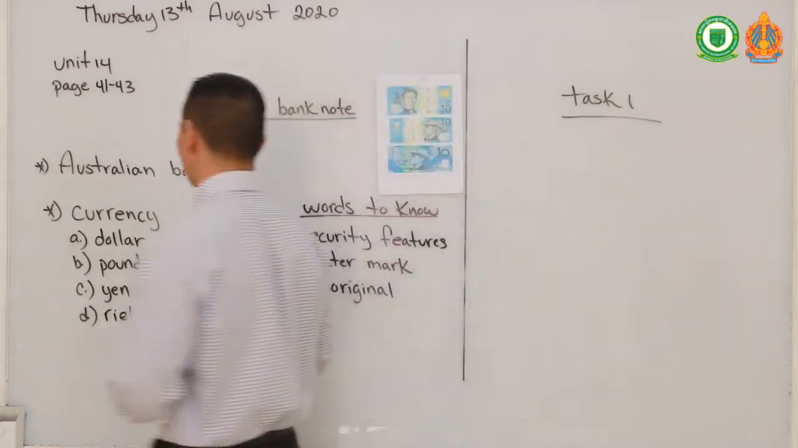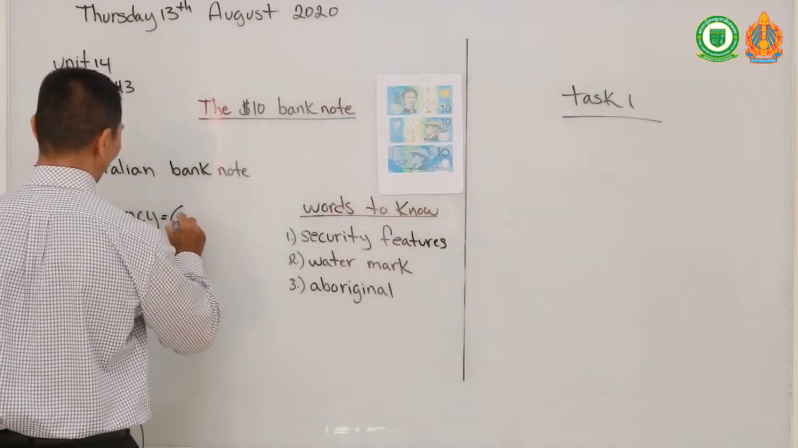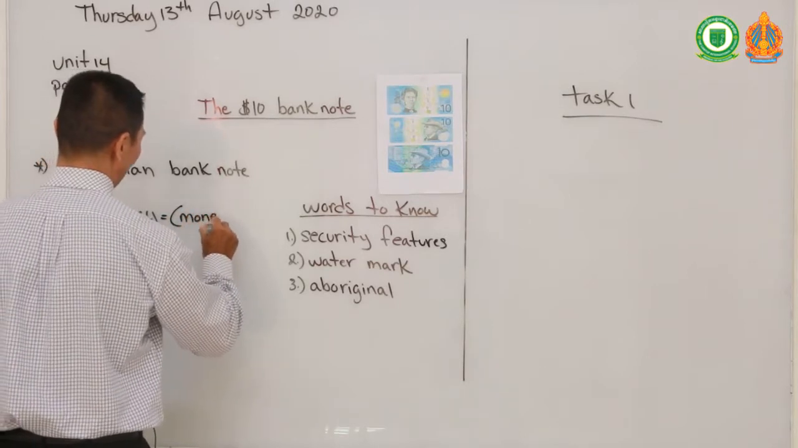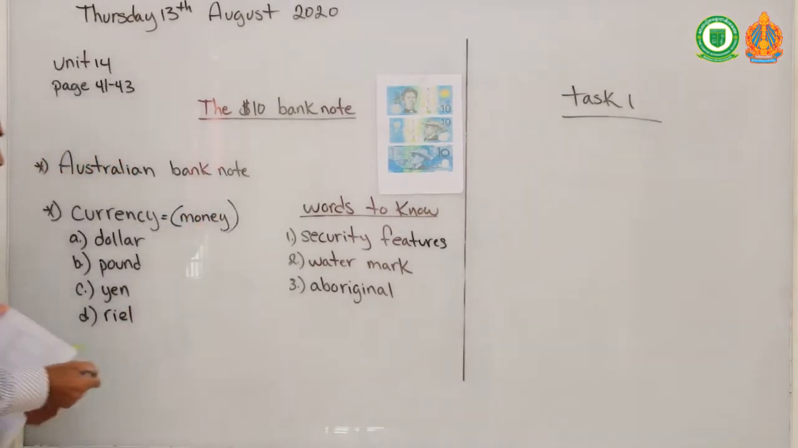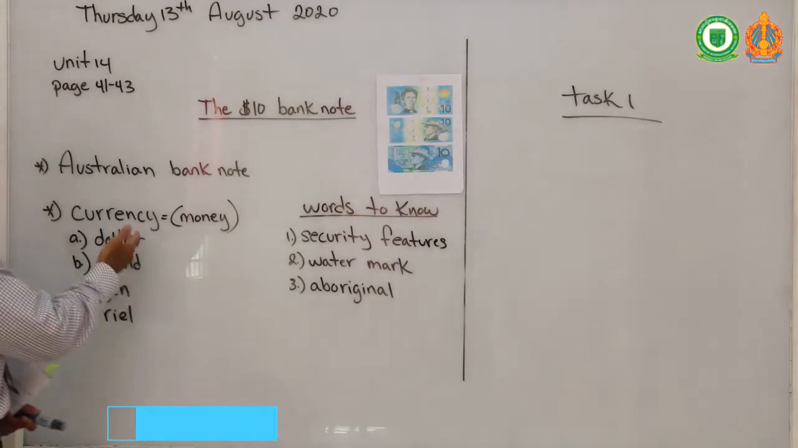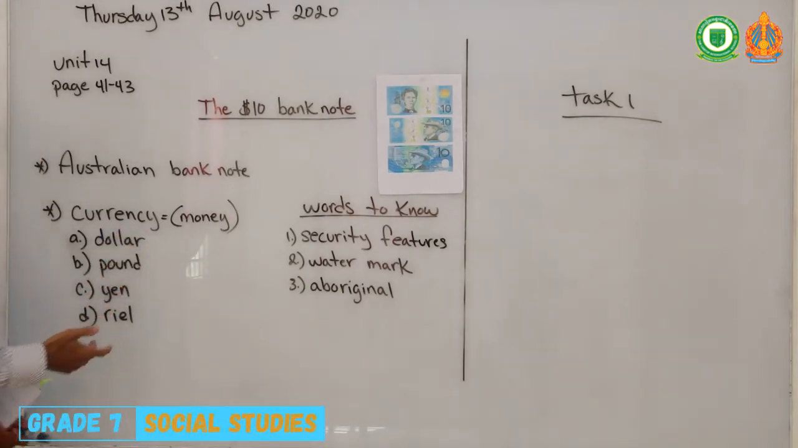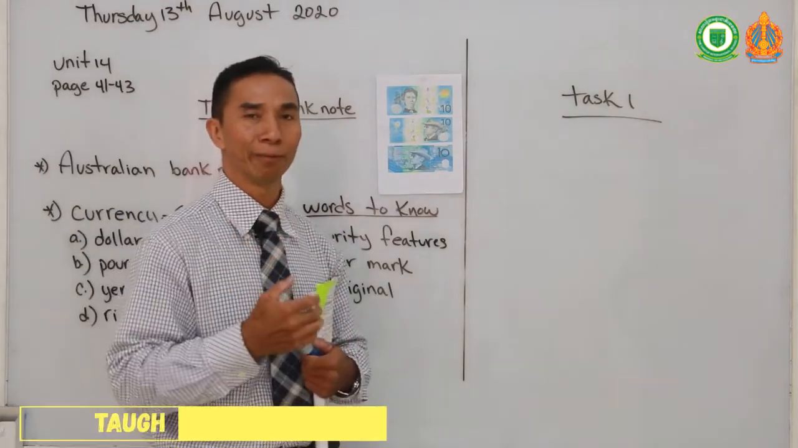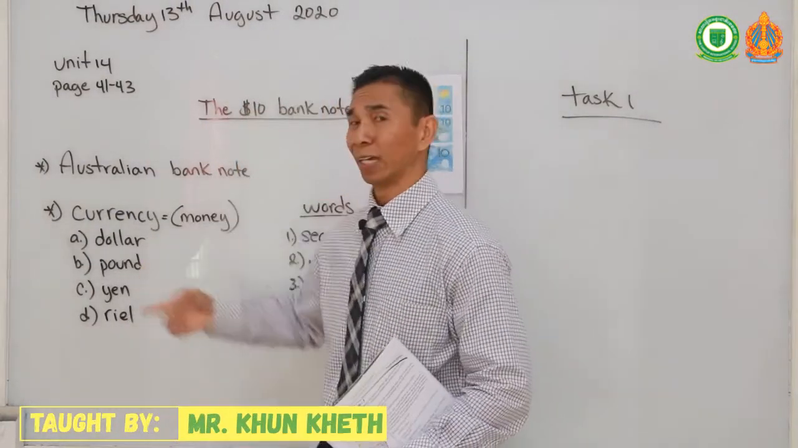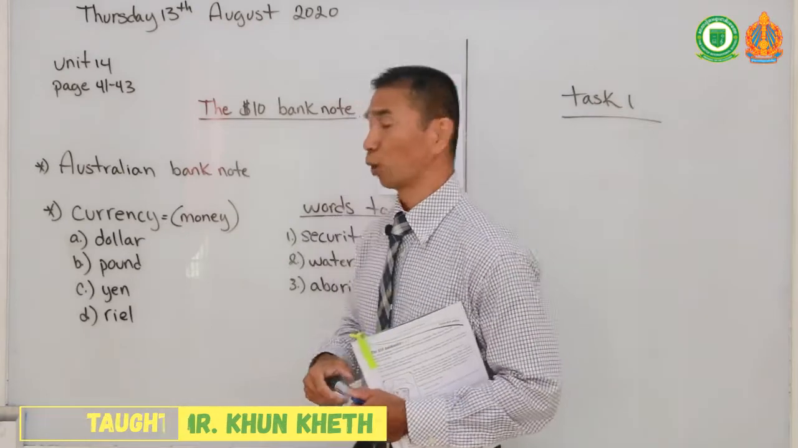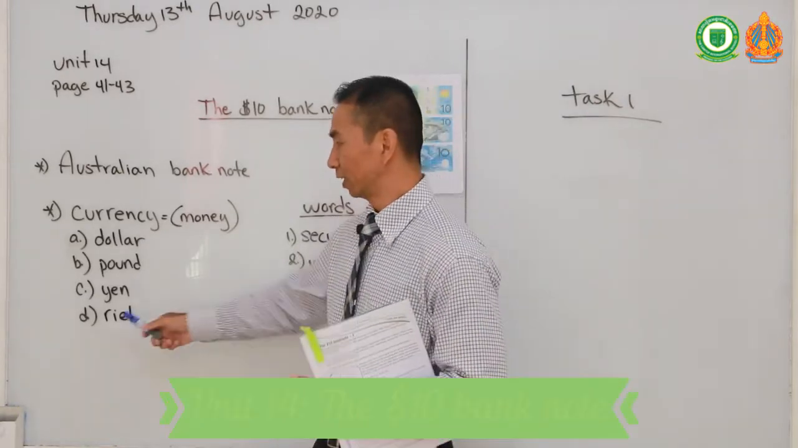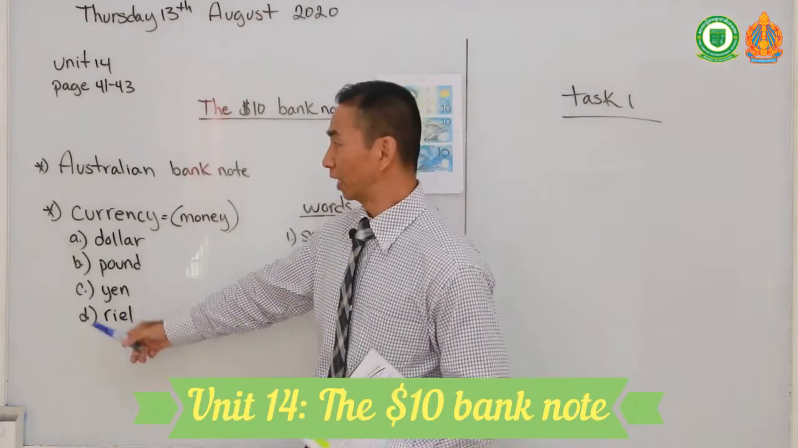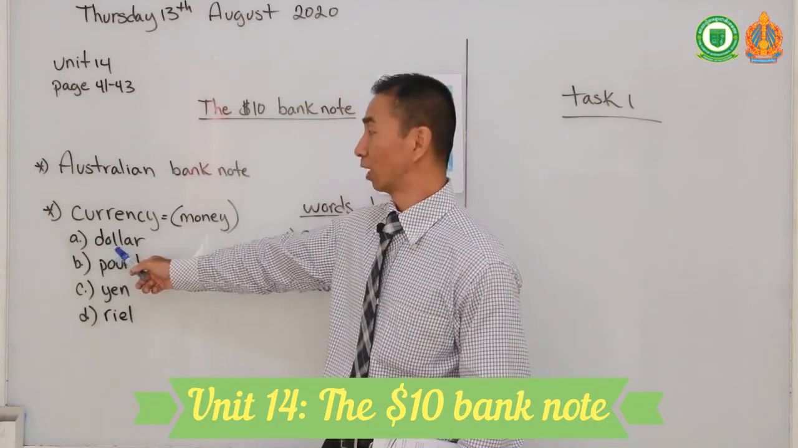If you say currency is another word for money, you are correct. Currency is the dollar, the pound, the yen, the real. Currency is the money we use to spend on things. It is the name of the money in a country. So the currency of Cambodia is the real, right? And the currency of America is the dollar.